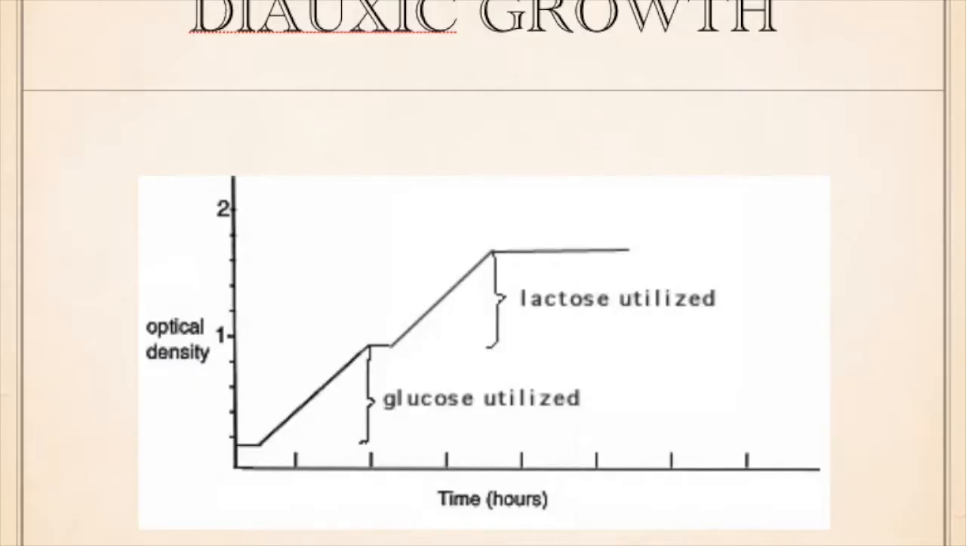One of the consequences of catabolite repression is that it may lead to two exponential growth phases, called diauxic growth. In other words, when two energy sources are available, like glucose and lactose, the cells will grow first on the better energy source, which is glucose. When glucose is exhausted, there will be a lag period until growth on lactose occurs.